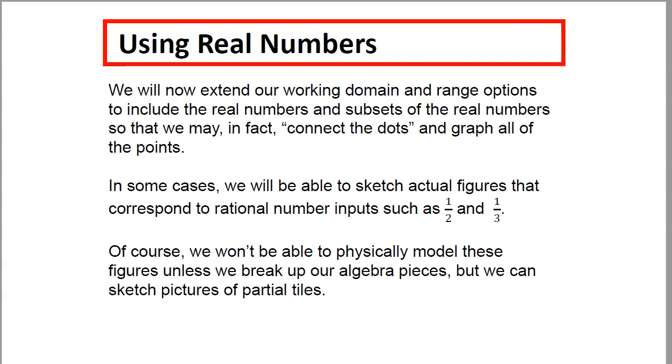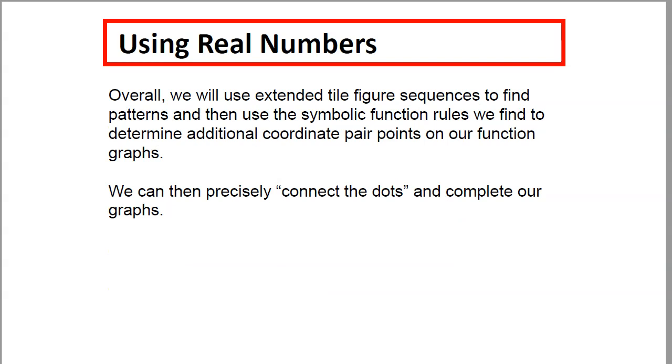In some cases, we may be able to sketch actual figures corresponding to rational number inputs, such as a half or a third. Of course, we can't actually do that with algebra pieces, but we can always do sketches of partial figures, partial tiles. Overall, we'll use extended tile figure sequences to find the pattern, and then we'll use symbolic function rules to determine additional coordinate points on the function graphs. We can then precisely connect the dots and complete our graphs.